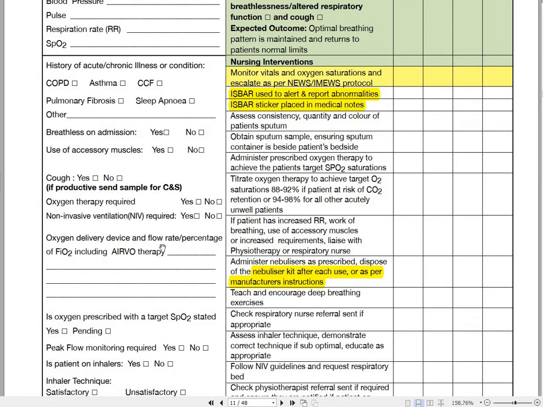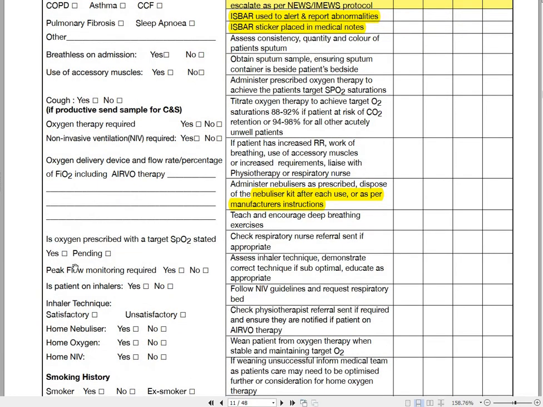Oxygen delivery device and flow rate or percentage of oxygen, including airvo therapy, you can document that there. Is the oxygen prescribed with a target SpO2, stating yes or pending? Peak flow monitoring required? Yes or no. Is the patient on inhalers? Yes or no. Is the patient's inhaler technique satisfactory or unsatisfactory? Has the patient got a home nebulizer, home oxygen or home NIV?